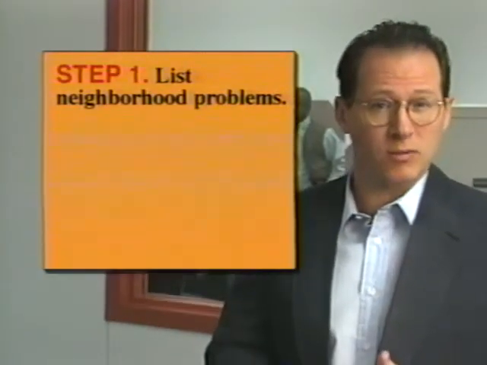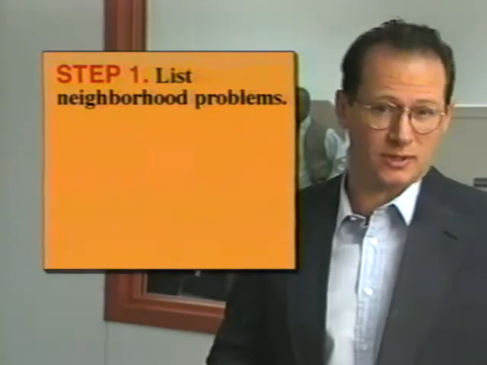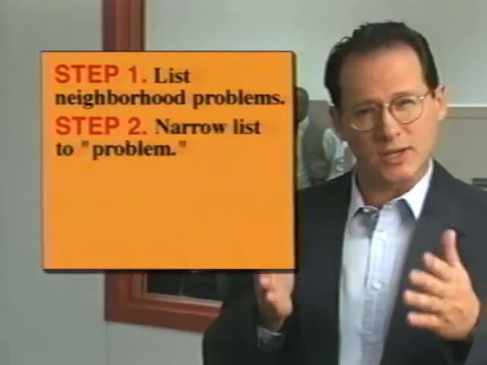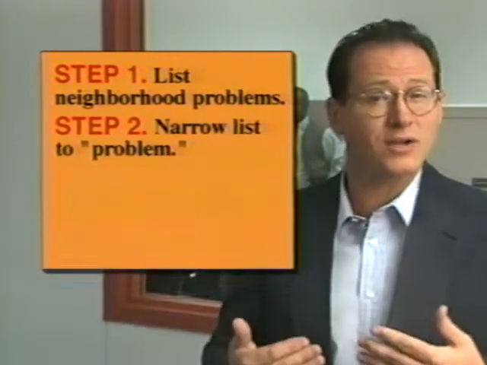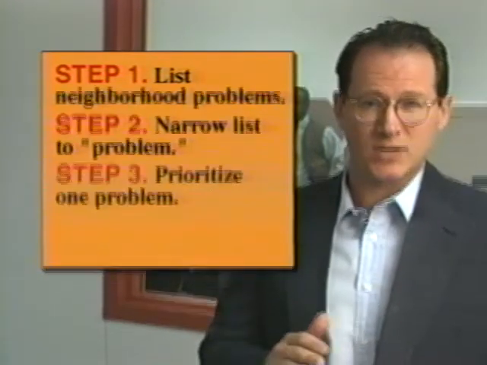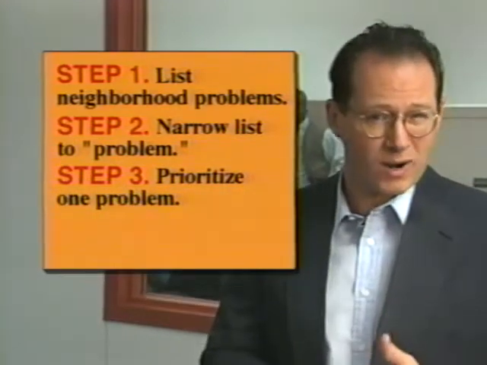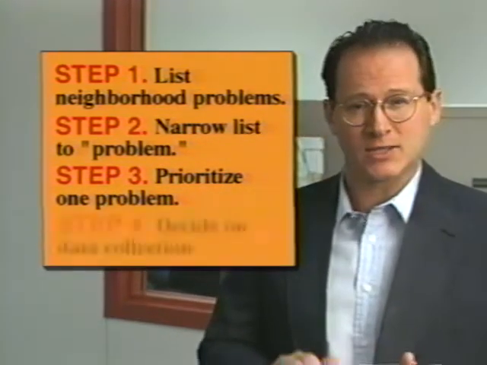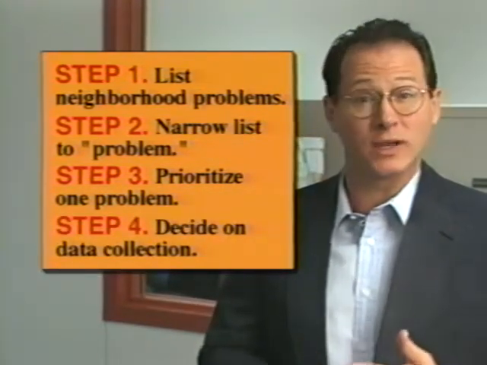Now, we're finished with scanning. Before we move on to analysis, let's take a quick review of what we've done thus far. In step one, we created a laundry list of all the problems, issues, and concerns in the neighborhood. Step two narrowed the list to those things that meet our definition of a problem in problem-oriented policing. In step three, we prioritized one problem to concentrate on. And step four, we decided how and when to collect the data.